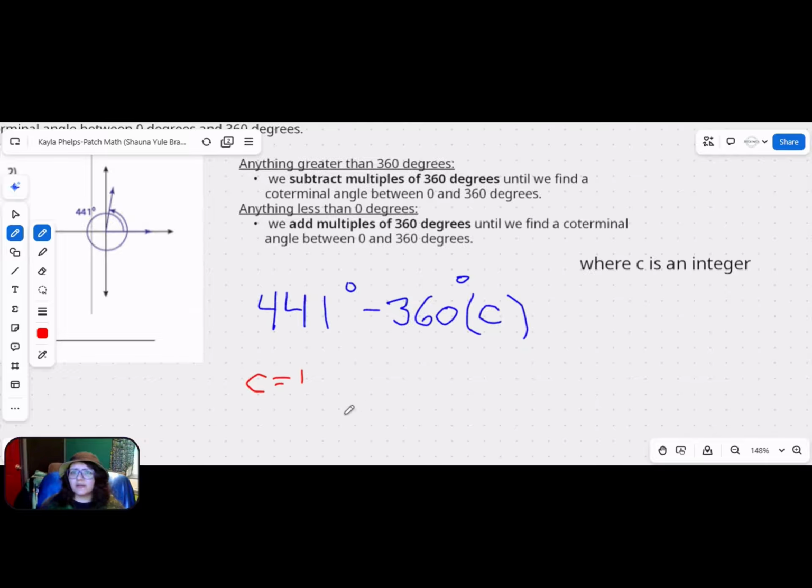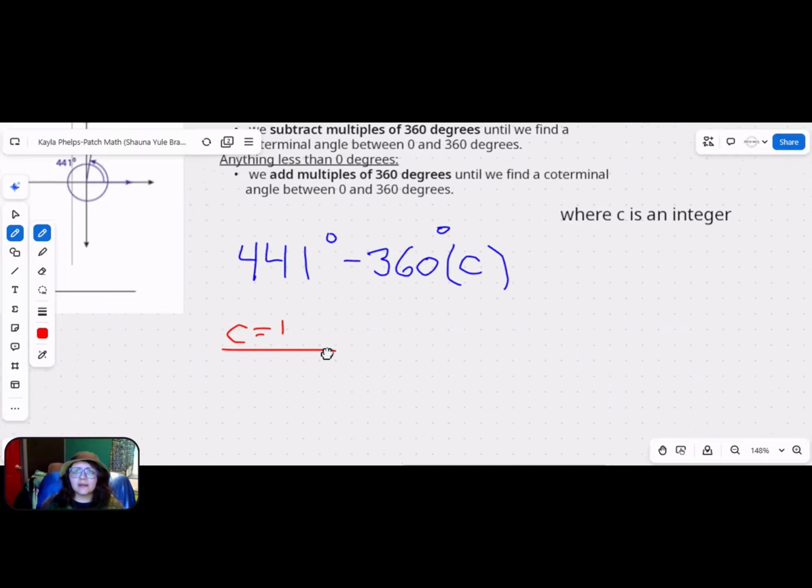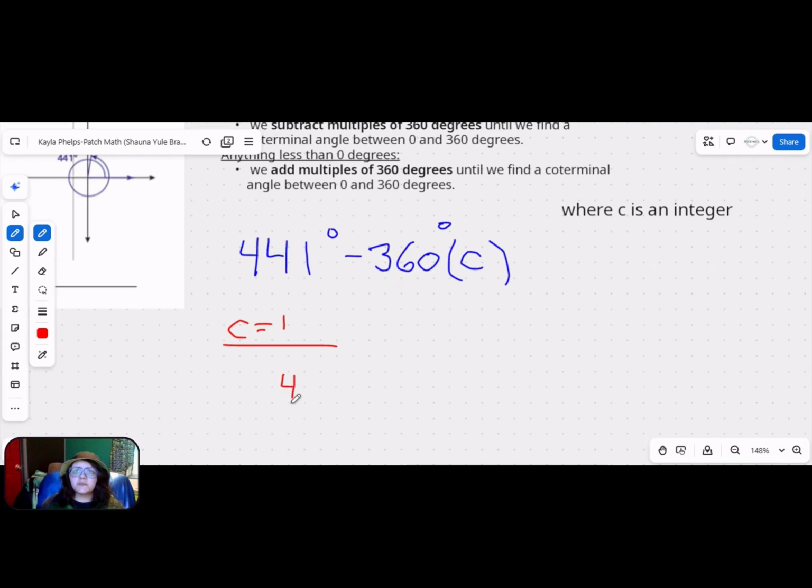And we're just substituting that in there. You may be wondering why I'm adding that layer of complexity. It's because you'll be expected to write some of your answers where they represent every coterminal angle that could exist. In this case, we know one rotation is going to get us between 0 and 360 degrees. In this case, this angle is equal to 81 degrees, a coterminal angle.